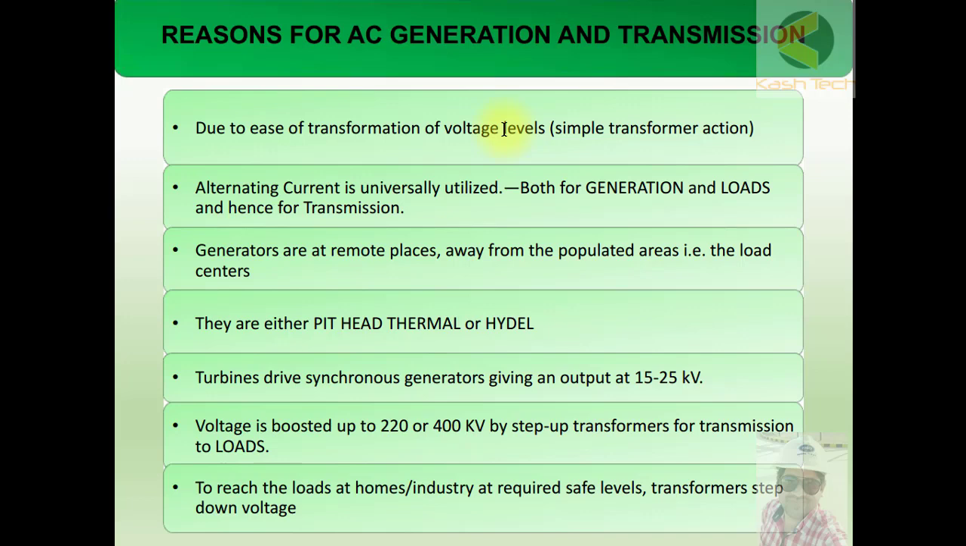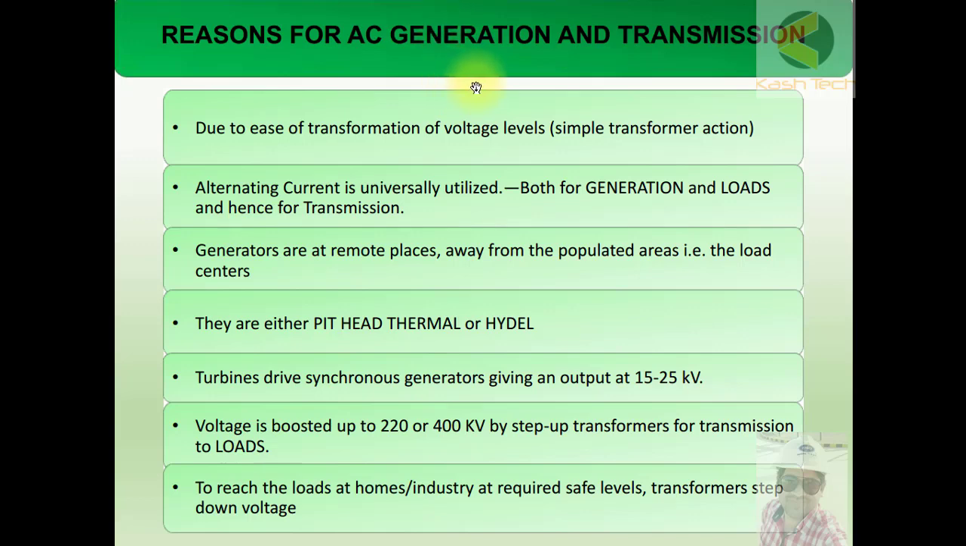Due to ease of transformation of voltage levels, simple transformer action, because in the early stages of energy technology development, the transformer was very easy to develop, and it's a very simple device. Using this device, voltages can be stepped up and transmitted at higher levels. If the voltages are increased for the same power, less current will be required, and in this way I²R losses will be reduced, the conductor size will be reduced, and the size of the tower and transmission line will be reduced. The voltage drop also will be reduced. So these are all advantages of AC transmission.